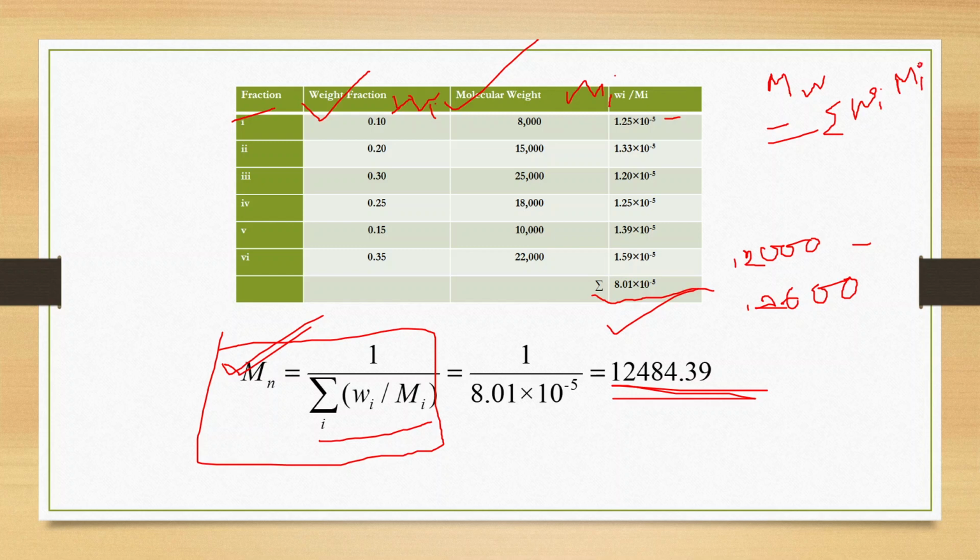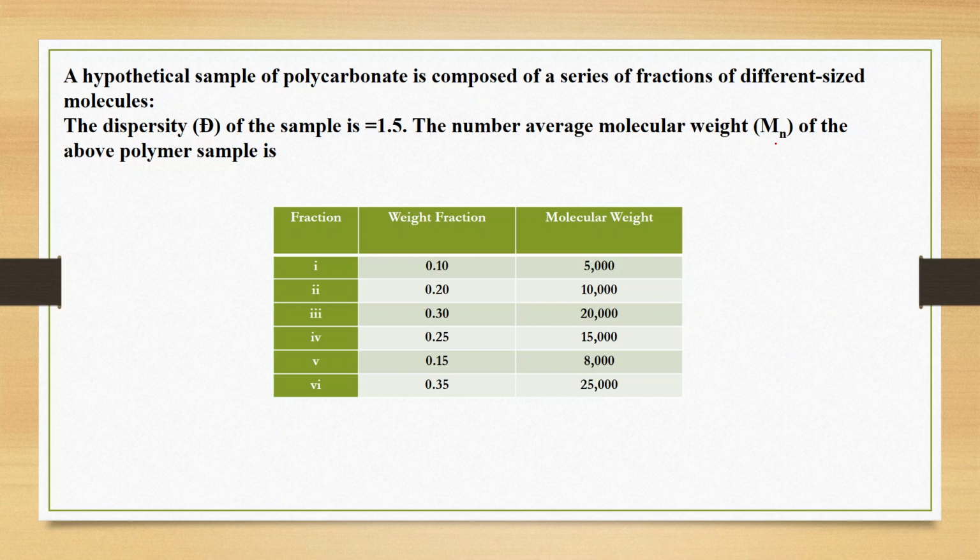So if they have asked for MW, so instead of doing Wi by Mi, you need a column where you calculate Wi into Mi for each of these fractions, and then you take a summation of all of them, and that will be your MW value. That will be much easier, right? Okay, I hope your query is cleared. So let us move on to the next one.